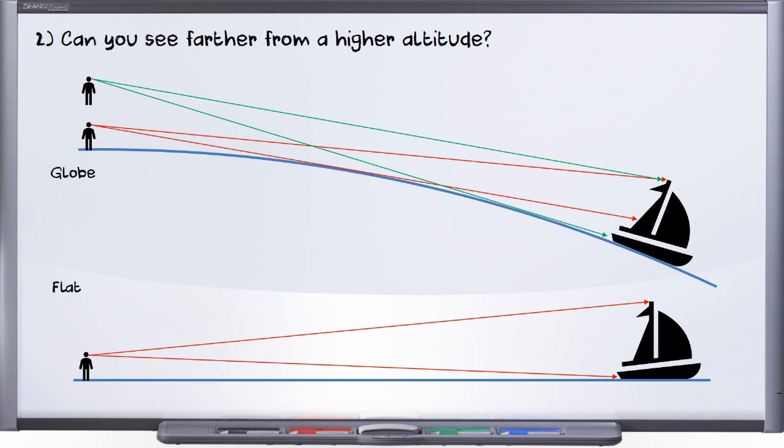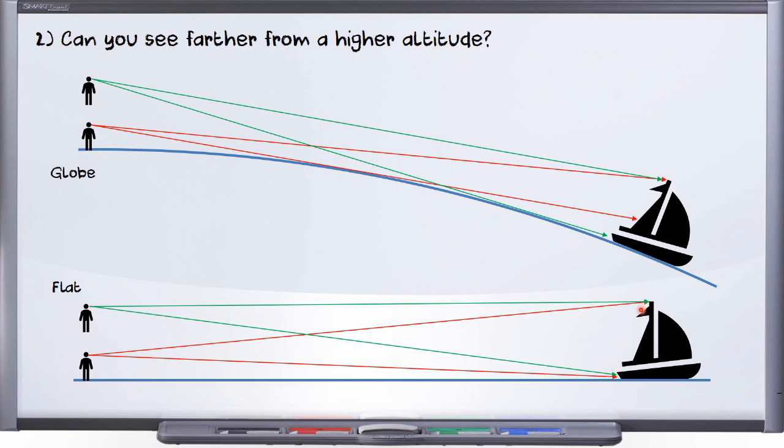Whereas if the Earth is flat, we get really no difference. There's very little difference at all in the view caused by moving straight up into the air.